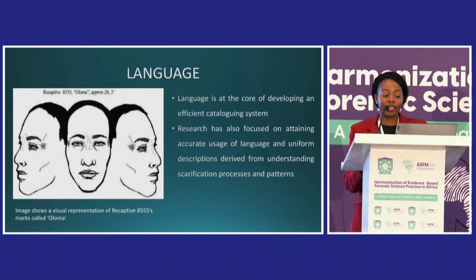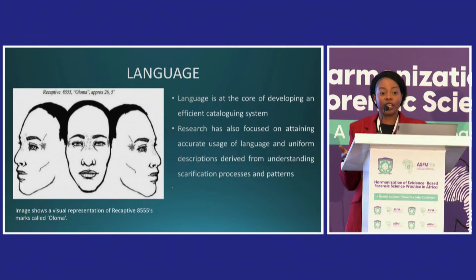So, language. Part of this research has been to also understand the language that's been used around scarification. This is at the core of developing an efficient cataloging system. We first encountered the documentation of scarification from the slave trade registers, registers of liberated Africans between 1808 and 1862. This was adopted as a method of recording scarification and analog tattooing within the African context.